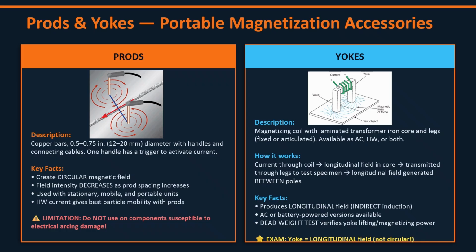The deadweight test is an important performance check for electromagnetic yokes. It demonstrates that the yoke can generate the required lifting or magnetizing capability. The practical lesson is simple: prods provide direct circular magnetization but introduce arc risk, yokes provide indirect longitudinal magnetization and avoid direct electrical contact with the test piece.